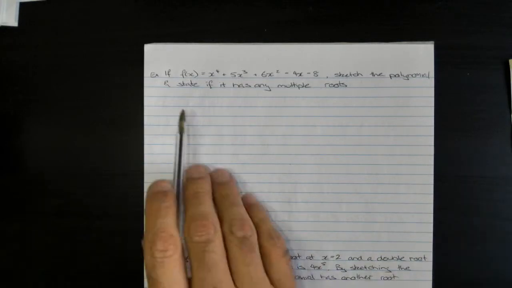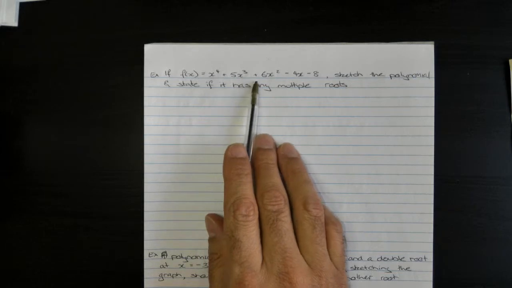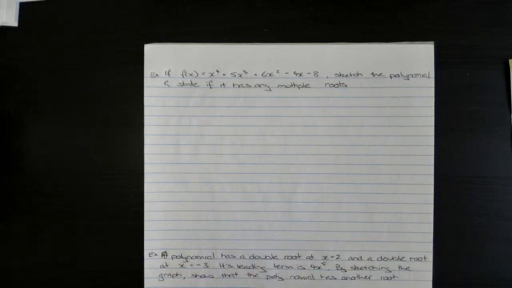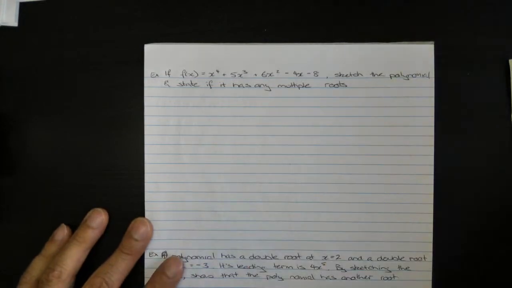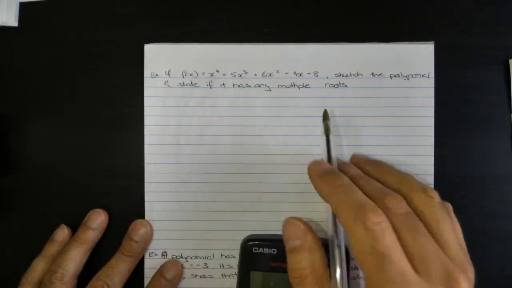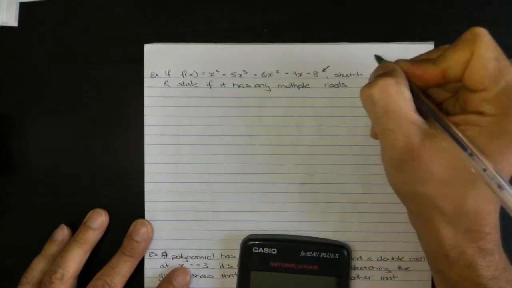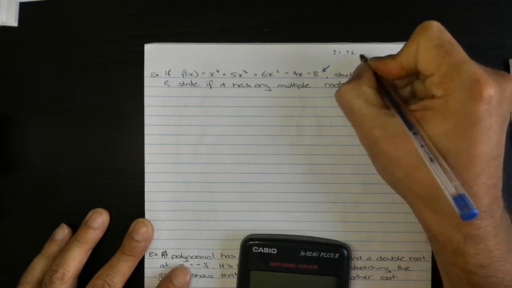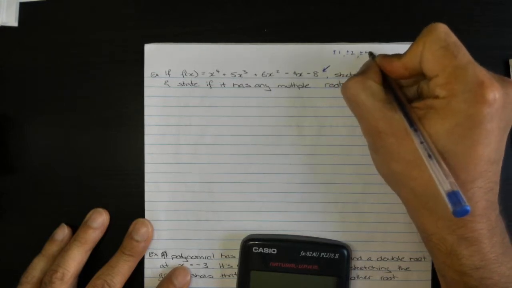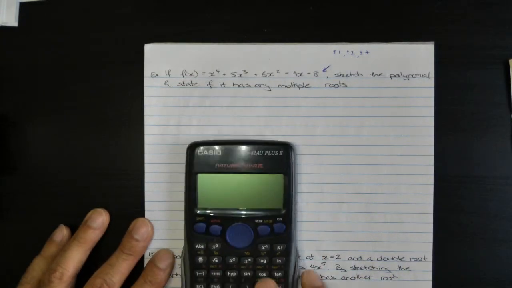Example 1. If the polynomial is x to the power 4 plus 5x cubed plus 6x squared minus 4x minus 8, we want to sketch and state if it has any multiple roots. So to sketch a polynomial, we have to look at the constant and find the factors of the constant. So it's negative 8. So we've got factors 1, 2, 4.